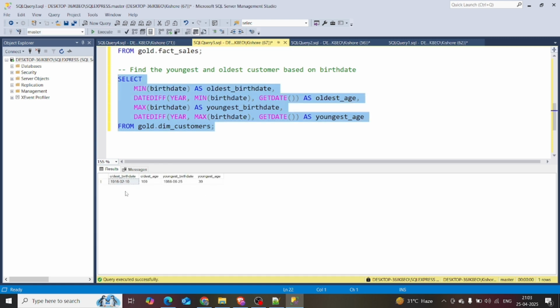We see the oldest birth date is 1916-10-10, and the customer is still alive, I don't know, and the oldest age is 109. Great, right? The youngest birth date is 1986-06-25, so the youngest customer is 39 years old.